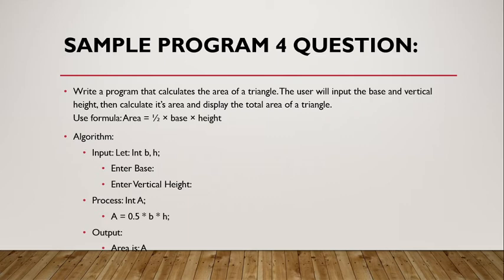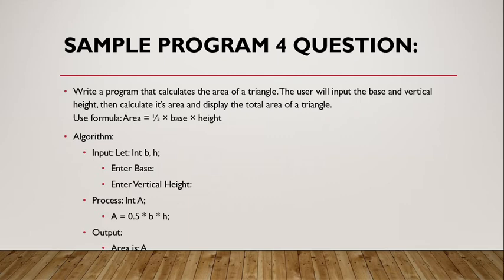Use the formula: area equals 1/2 times base times height. The algorithm for input, process, and output will be: input, let's declare integer variables b and h, assuming h for height and b for base. Then the program will first ask the user to enter the base, and enter the vertical height.